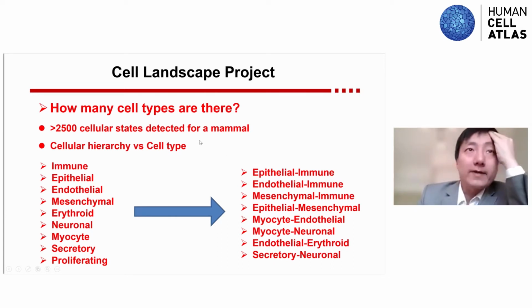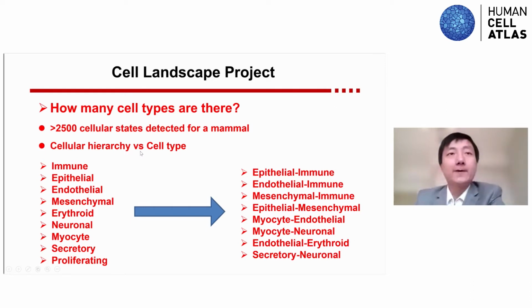Therefore, to answer the question how many cell types are there, I don't think our answer is perfect, but at the current stage, we have at least detected 2,500 cellular states for a mammal through the lifespan. And the cellular hierarchy is more complex than we think. There are transitional cell types, half epithelial, half immune, and there are inflamed mesenchymal cells and endothelial cells.